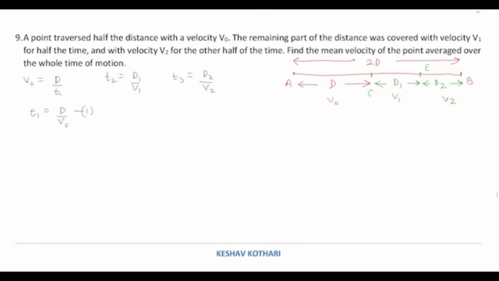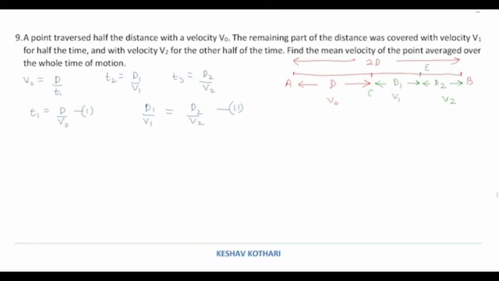And since the question is saying the remaining part of the distance was covered with velocity v1 for half the time and with velocity v2 for the other half of the time, I can say that the times t2 and t3 are the same. So I can write the equation d1 by v1 is equal to d2 by v2. So this is becoming my second equation.